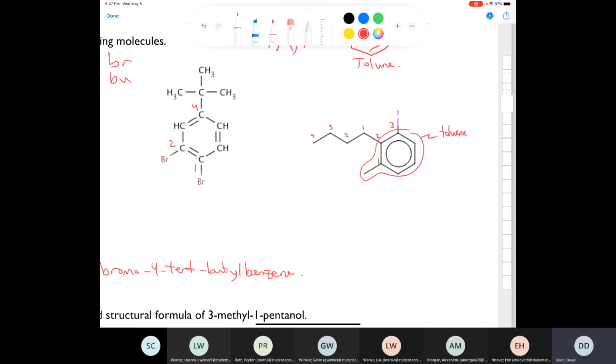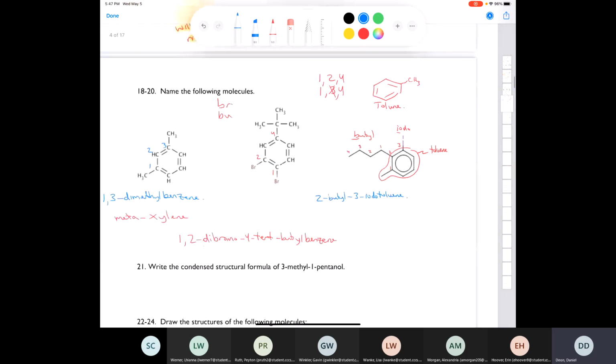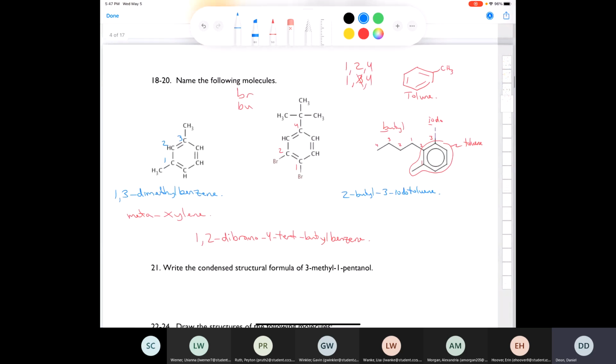A 2-butyl. So butyl, right, starts with B. Iodo starts with I. So B is going to come before I. So this is a 2-butyl-3-iodotoluene. So you've always got to be on the lookout for common aromatic compounds, things like toluene, phenol, aniline, right? Compounds that came up a lot in Chemistry 102.